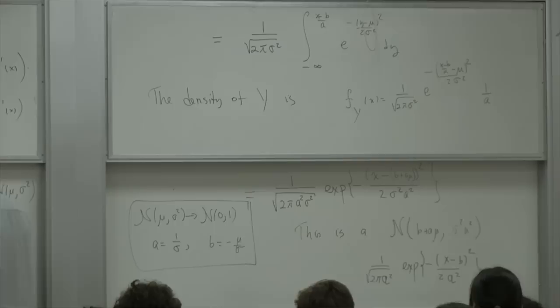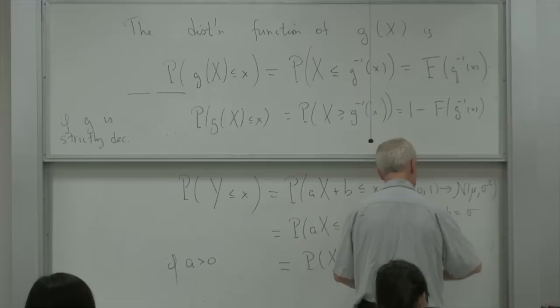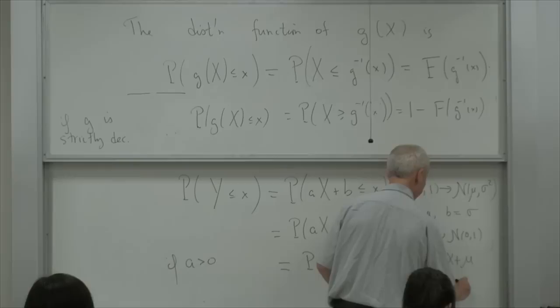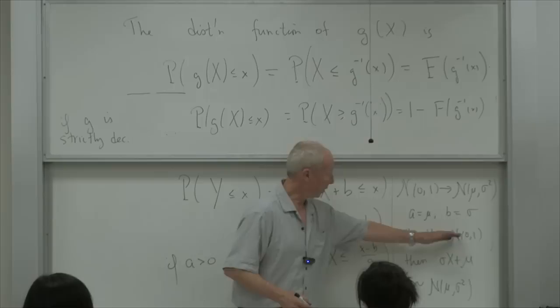That is, if x is, I'll usually write it this way, if x is normal with mean 0 and variance 1, then sigma x plus mu is normal with mean mu and variance sigma squared. This is how you go from a normal with mean 0 and variance 1 to a normal with mean mu and variance sigma squared. So this is handy.